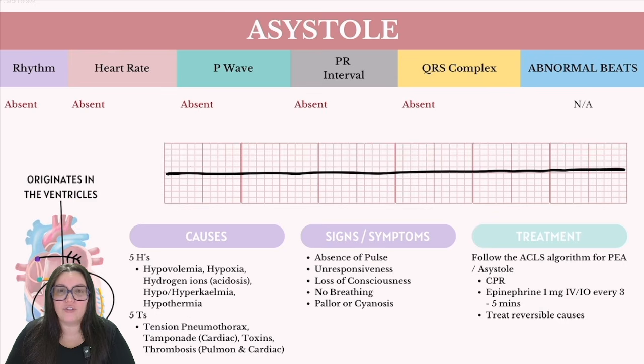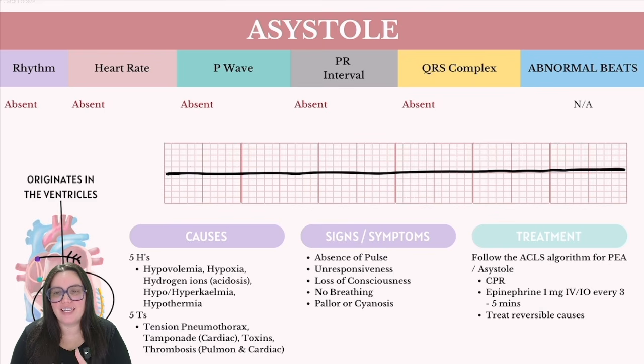Hydrogen ions, also known as acidosis, is an acid-base imbalance that can disrupt cellular processes and cardiac function. Hyper or hypokalemia means that we're seeing an abnormal potassium level that can ultimately affect cardiac electrical activity and muscle function. And then lastly, with hypothermia, we have someone who has an extremely low body temperature that can slow down metabolic processes and electrical conduction pathways in the heart.